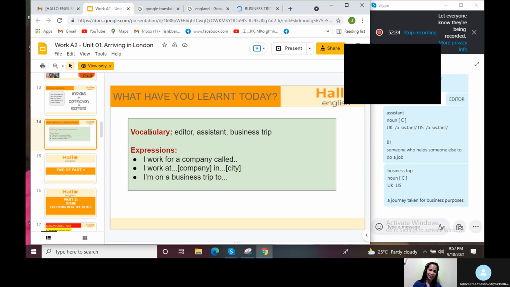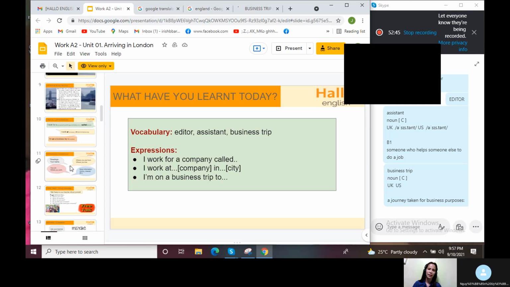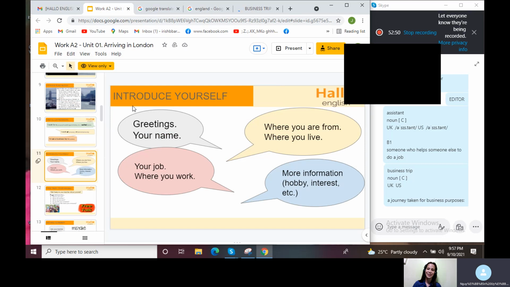So, what else have you learned today? You learned about these expressions, you learned about editor, assistant, and business trip, and you learned how to introduce myself. So in applying for a job or inside the classroom, you can use this outline. You need to greet first before you state your name, where you live, what grade or level you are in, and other information about yourself, the hobbies and interests. This is the right way of introducing yourself.